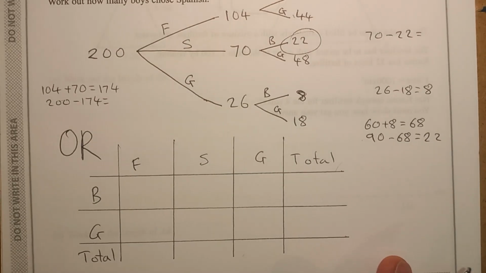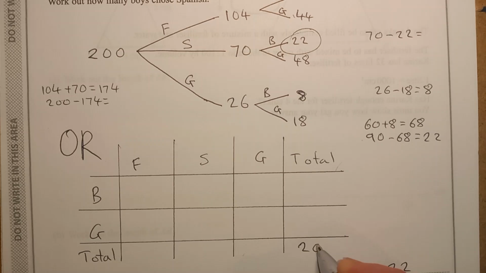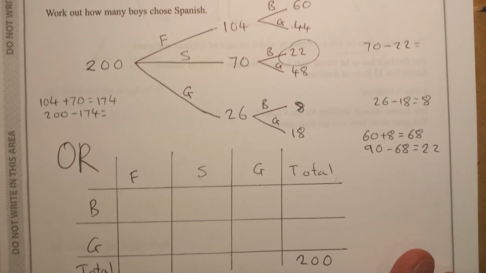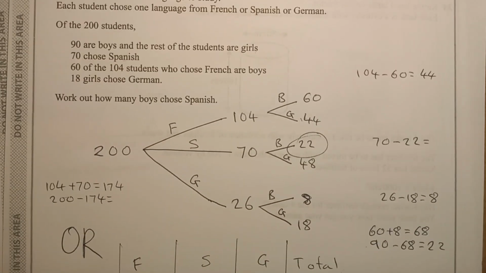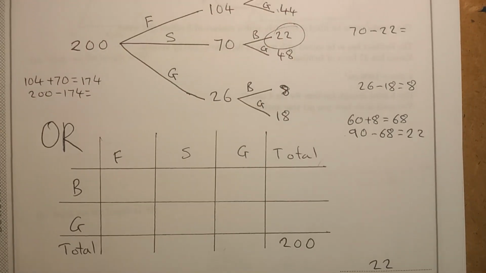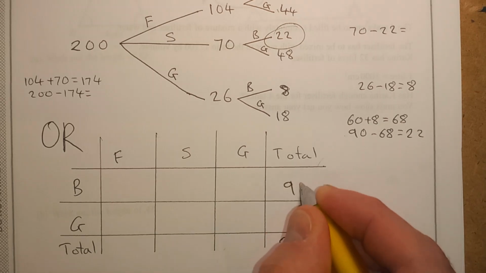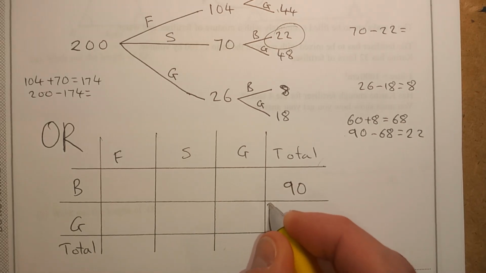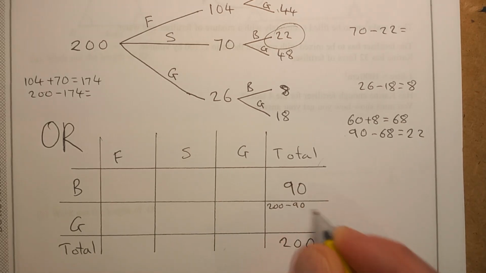We know there's 200 students altogether, so that's going to be the total down here. And then with the table you can start to put the information in a bit easier. 90 are boys, so that's going to go in here. So this box is going to be the 200 minus the 90.